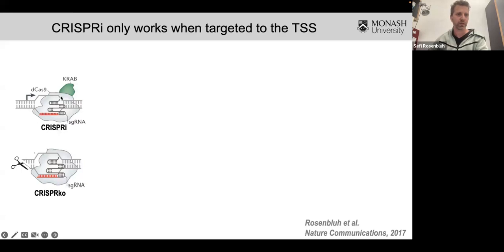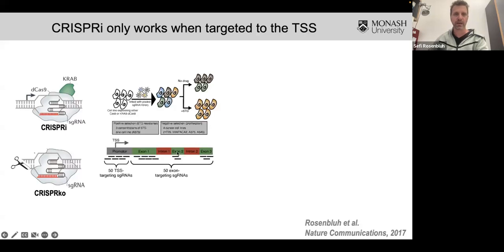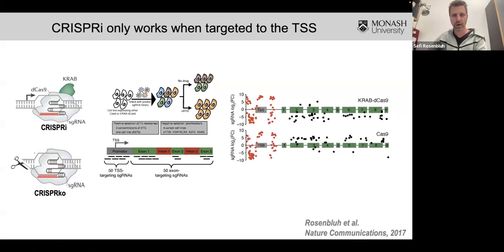Here is the comparison of the two methods that I talked about. CRISPR-I uses a catalytically inactive Cas9, and CRISPR knockout uses an active Cas9. To look at the determinants of CRISPR-I, we used a 6-TG screen. 6-TG is a compound that is toxic to cells that have suppression of HPRT1. And we compared the CRAB dCas9, or CRISPR-I, to the wild type Cas9.